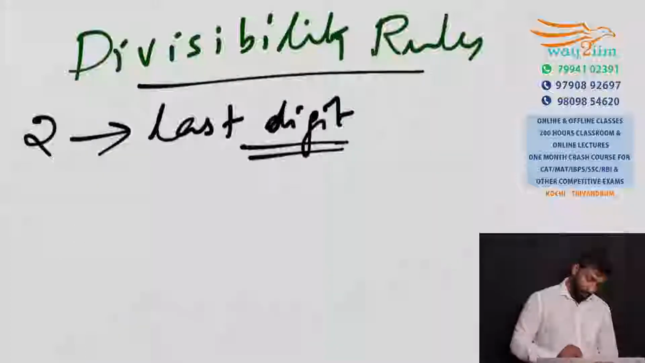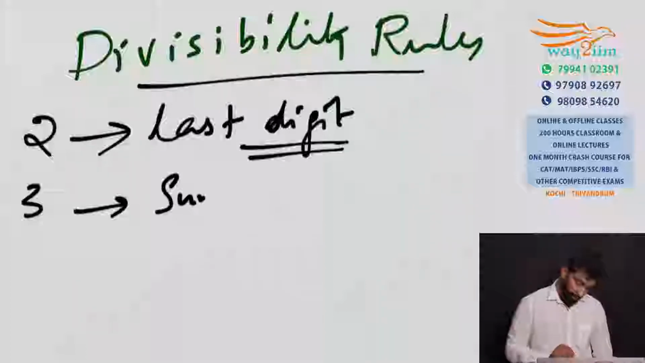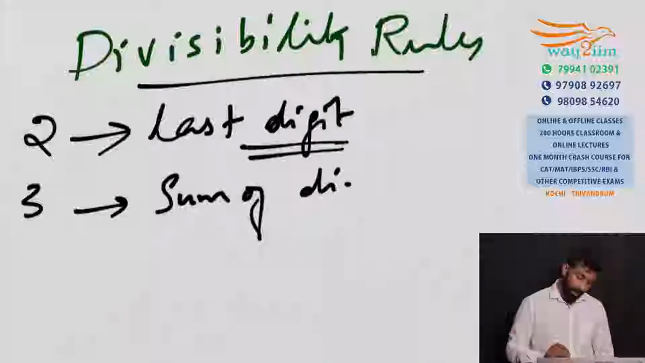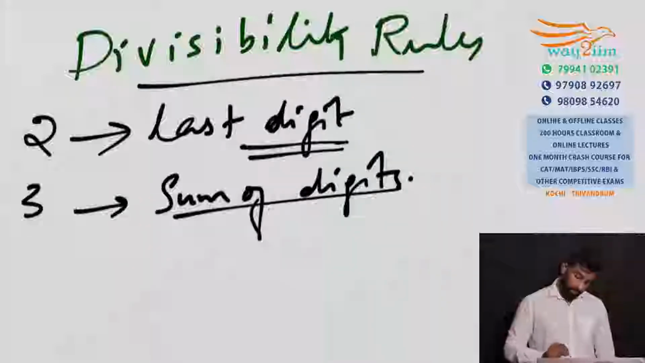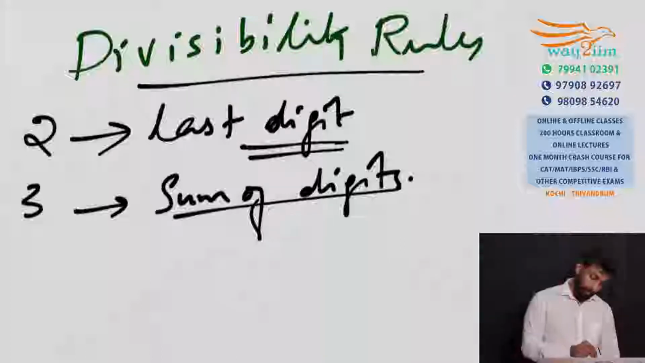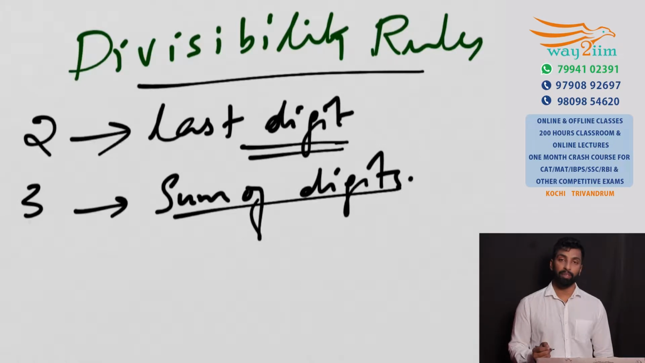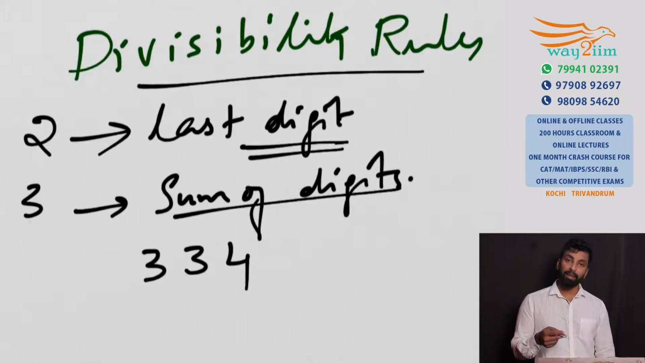Let's move on to 3. What is the divisibility rule of 3? You will check the sum of digits. The logic, everything that we have discussed, is on the basis of the base 10 concept, right? So the sum of digits must be divisible by 3. If the sum of digits of a number is divisible by 3, then that number will be divisible by 3. Let's take 334. What will you do? 3 plus 3, 6. 6 plus 4, 10. So 10 means it's not divisible by 3. So this number is also not divisible by 3.